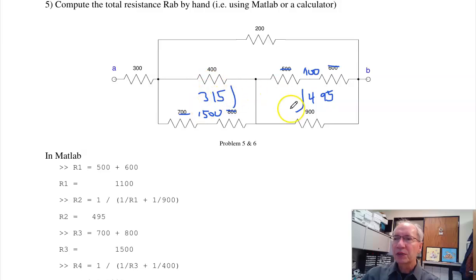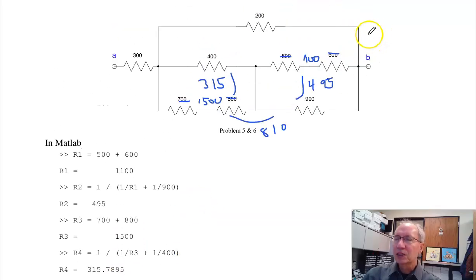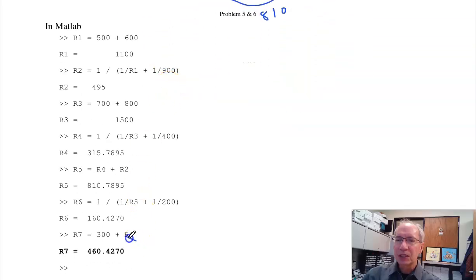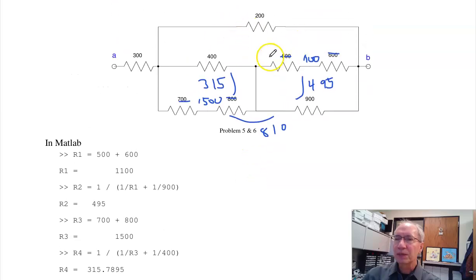These 315 plus 495, those are in series. That gives you a total of 810. Then 810 in parallel with 200 is 1 over R1 plus 1 over R2. Take the sum of the inverses, invert it, 160 ohms. So all this is 160 plus 300 is 460. So there's your answer. That's trying to add resistors in series and parallel.